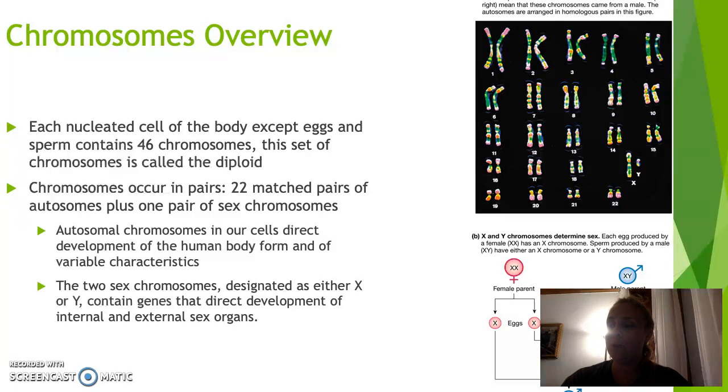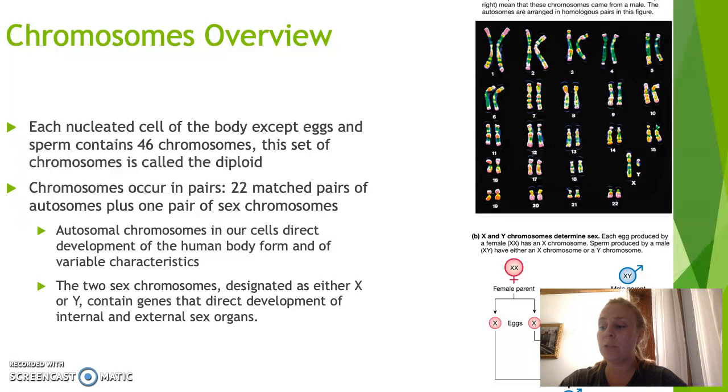The 22 pairs of autosomal chromosomes in our cells direct development of the human body form and of our varying characteristics such as our hair color, eye color, and blood type. The two sex chromosomes, designated as either X or Y, contain the genes that direct the development of our internal and external sex organs. You can see the X and the Y chromosomes in the bottom right figure there.